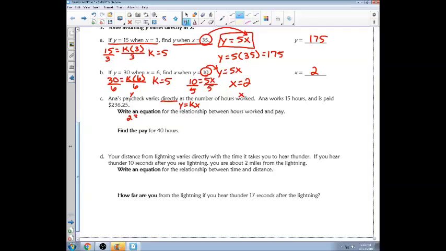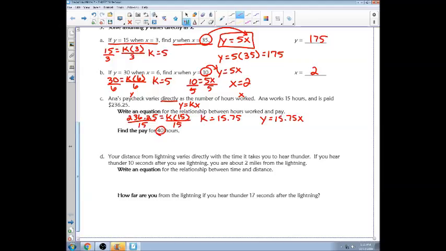We'd have 236.25 equals k times 15. Now I can divide both sides by 15. So my k value would equal 15.75. Now I can write my equation of direct variation. So y would equal 15.75x. Now we want to find the pay for 40 hours worked.